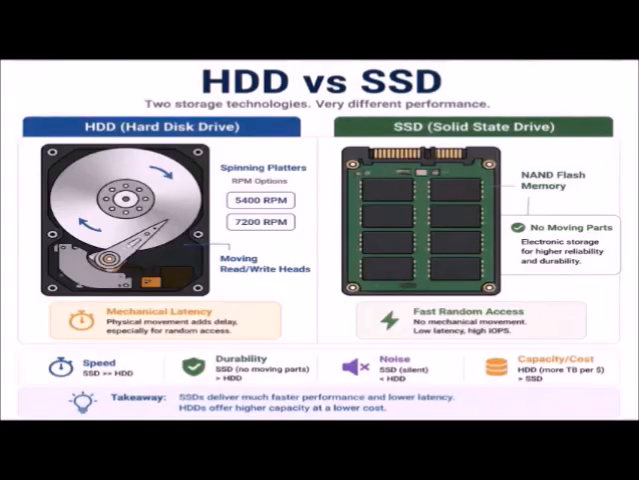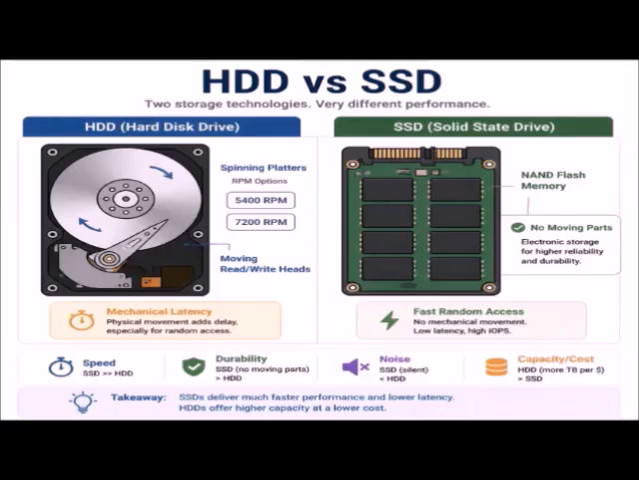3.3 Storage devices. Non-volatile storage architectures maintain data integrity after system shutdowns. Hard disk drives, HDDs, utilize spinning magnetic platters and mechanical read/write actuator heads. Standard consumer rotational velocities operate at 5,400 revolutions per minute or 7,200 revolutions per minute. They provide high storage capacity at the cost of high mechanical latency.